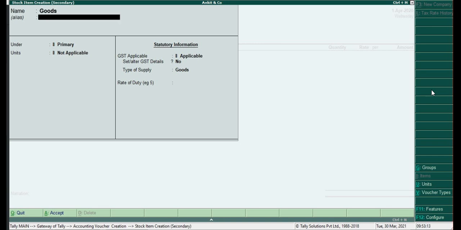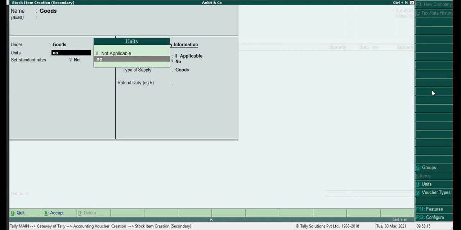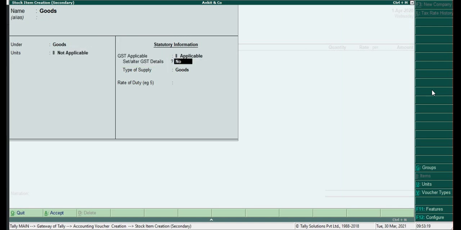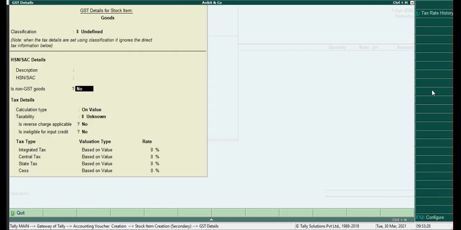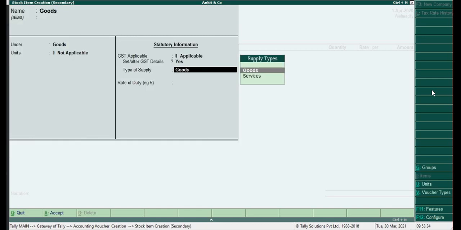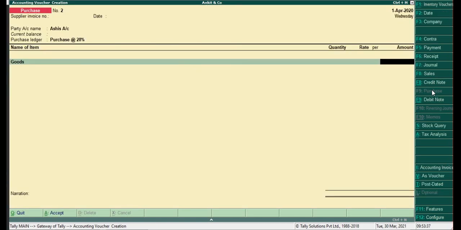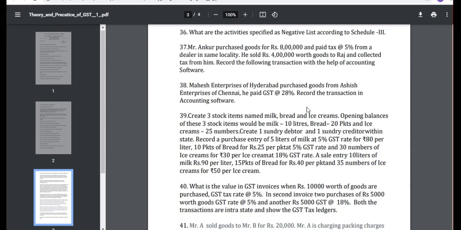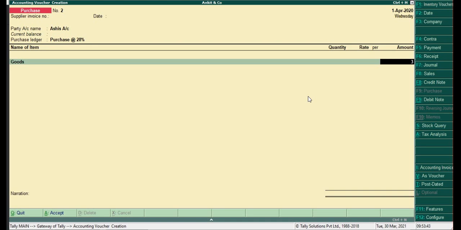We'll go with an assumption. Goods, units not applicable. GST, yes. On value, it is taxable and it is 28%. Okay, so total, what is the amount? Has anyone given any amount? No. Okay, I am going with 3 lakhs.